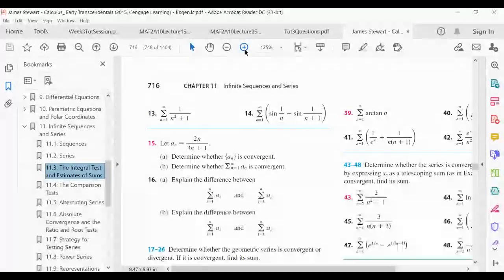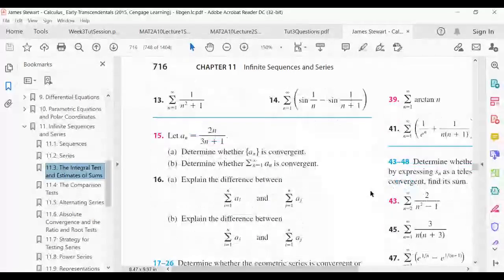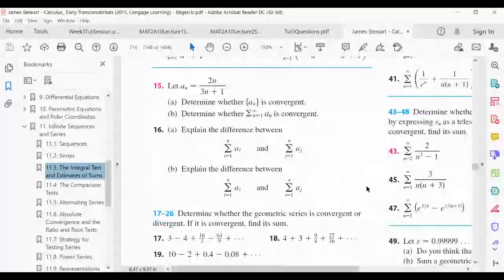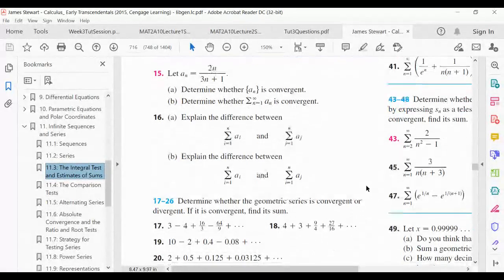Okay, so you should see the screen now and you should see question 16, A and B. So let us make it a little bit bigger so that it's more visible to you. Okay, so let's talk about this. So the first question 16a says, explain the difference between the sum from 1 to n of a_i and the sum j from 1 to n of a_j.